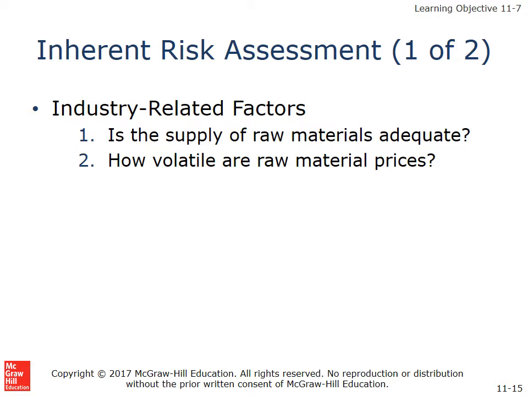Okay, so we understand the separation of duties. Now we have to start assessing inherent risk in the business. Some of the things that we look at would be industry-related factors. There are two important industry-related factors. The first is, is the supply of raw materials adequate? So do they have enough? That's an inherent risk, and that's something the industry and the company should be addressing. And how volatile are raw material prices? Are they relying too much on one vendor? How are they preparing themselves for it?